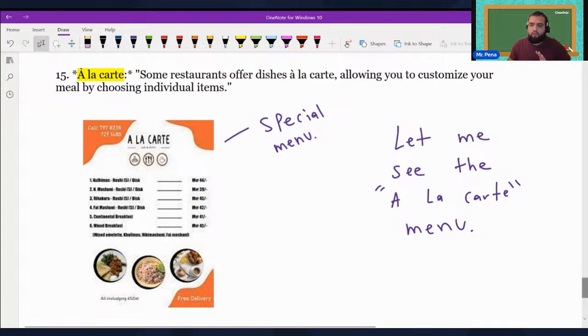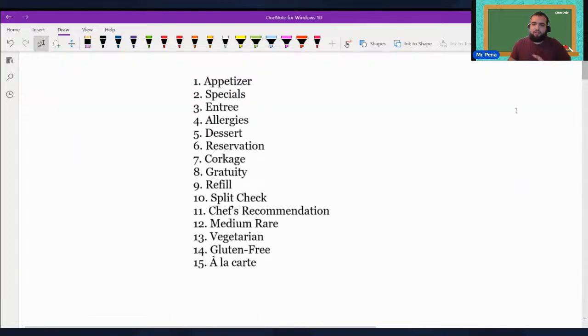Now, to revisit the words one more time. That's appetizer, specials, entree, allergies, dessert, reservation, corkage, gratuity, refill, split check, chef's recommendation, medium rare, vegetarian, gluten-free, a la carte.